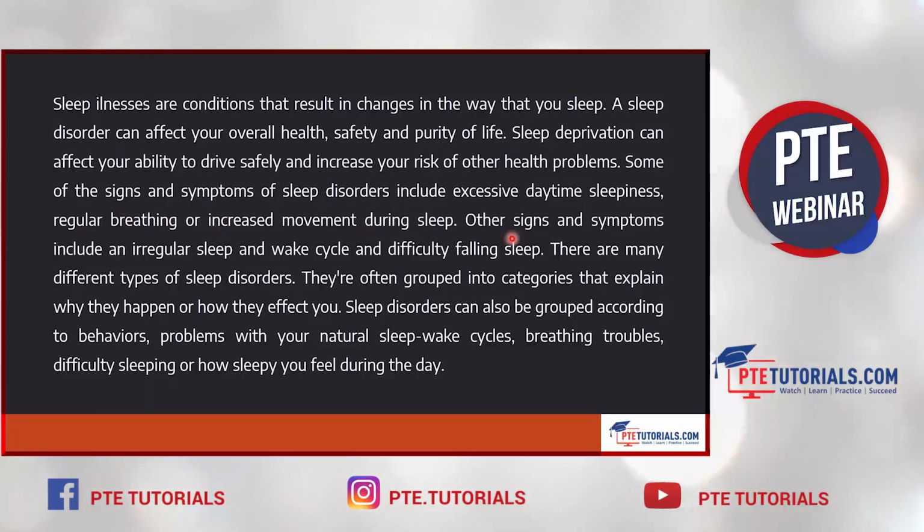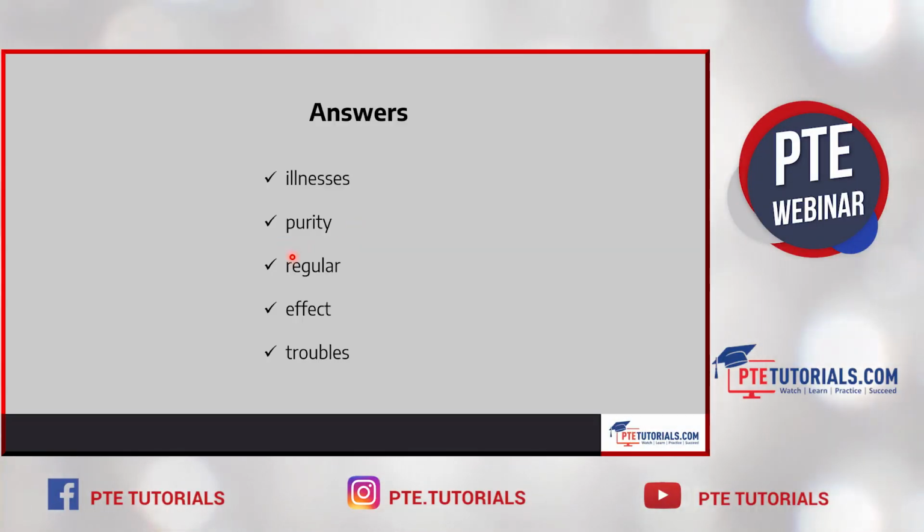And the next is affect, AFFECT. It's not a positive one. So AFFECT, this also should be highlighted. Next, breathing problems. He has said problems, but it is troubles written here. So you need to highlight troubles. So you have 5 answers. They are illnesses, purity, regular, effect, and troubles. Okay. Now let's move on to the next question.